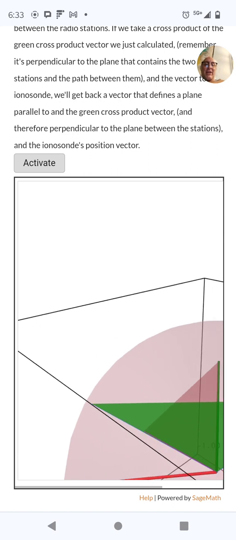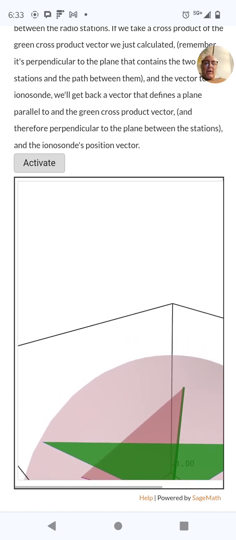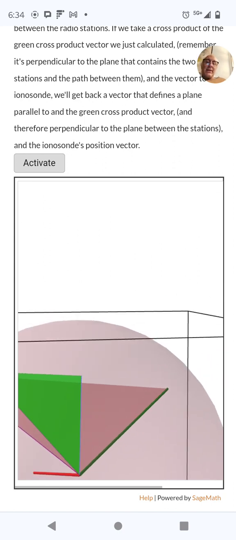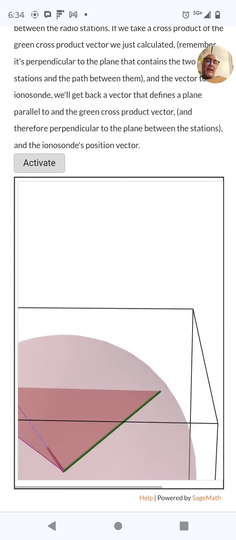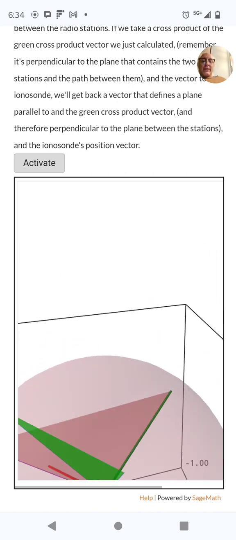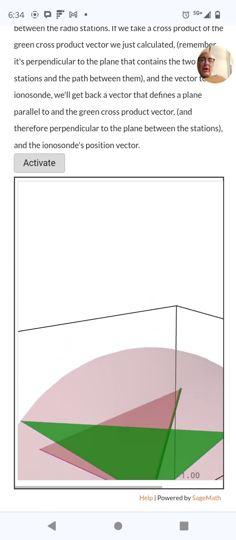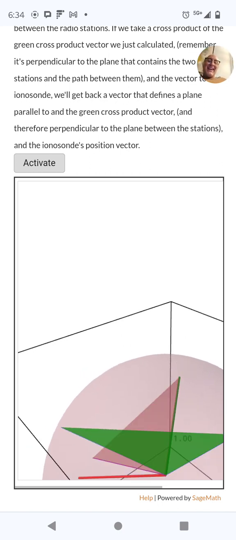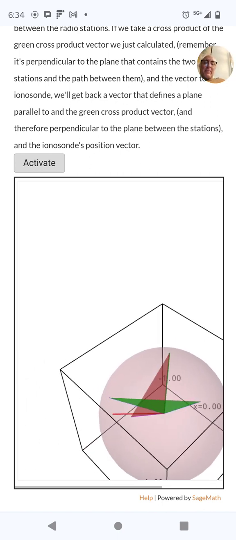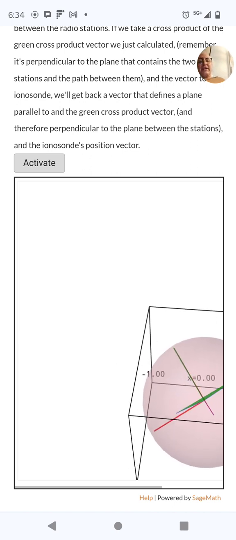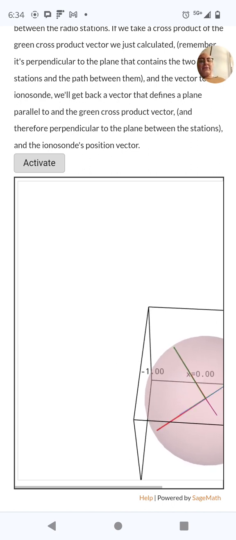Let's see if I can get you where you can see that. There we go. You see the green plane, that's the two QSO stations. You see the pinkish plane that contains the ionosonde. And that intersection that they make, I promise you, is in fact perpendicular. There we go. When you take a look at the intersection, there's our right angles.